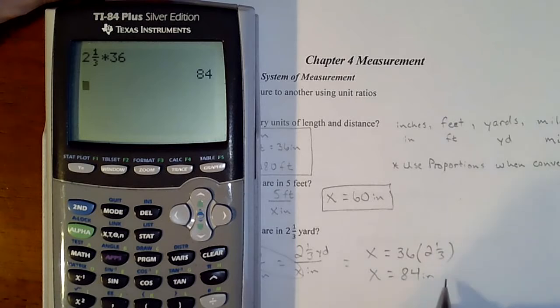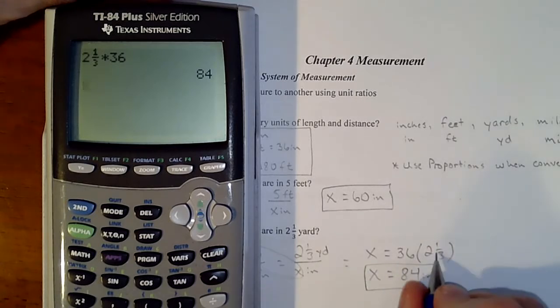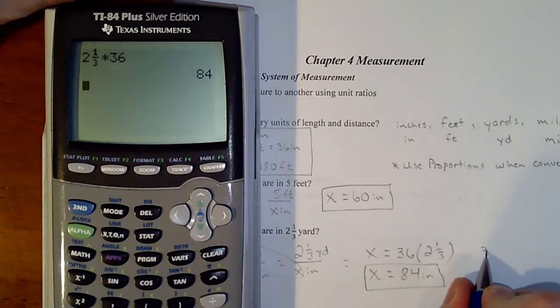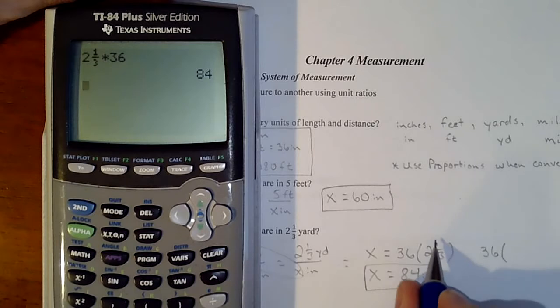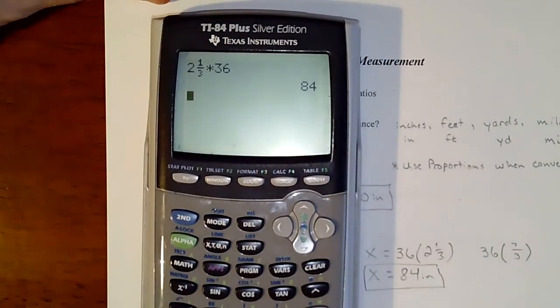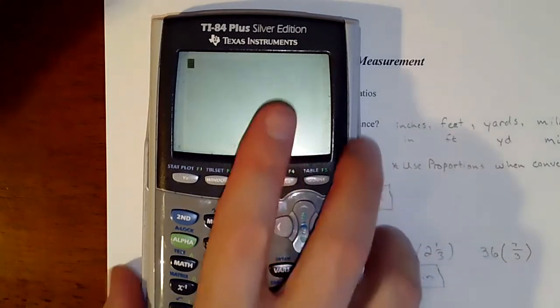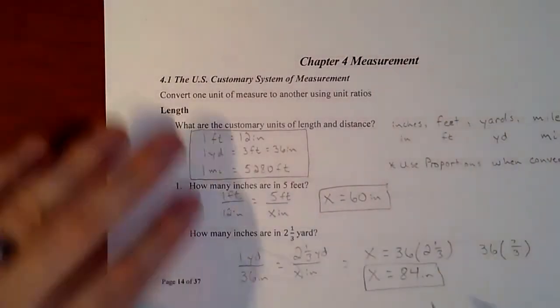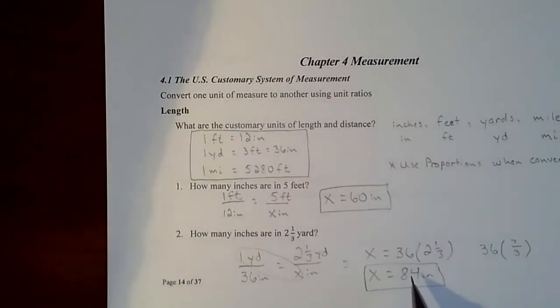If you don't have that option, that's okay. There is a workaround for this. It's taking this 2 1/3 and making it an improper value. So 2 times 3 is 6, plus the 1 is 7. So you'd be multiplying 36 by 7/3. So you could do that and go 36 times 7/3, and that's another way to get it. Okay, doesn't matter. So 2 1/3 yards is equivalent to 84 inches.